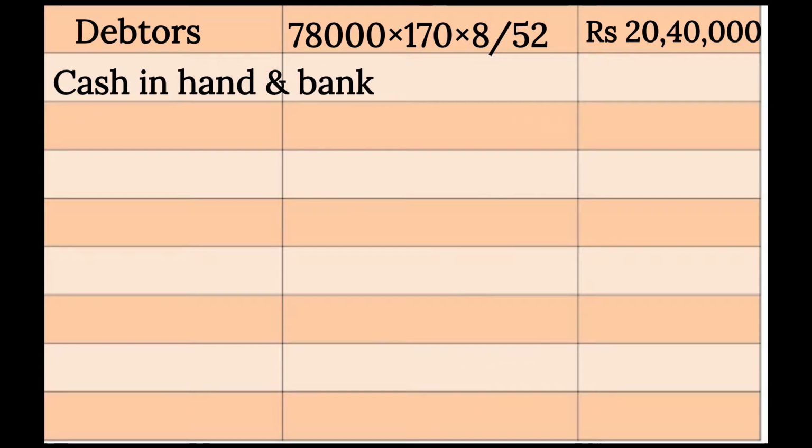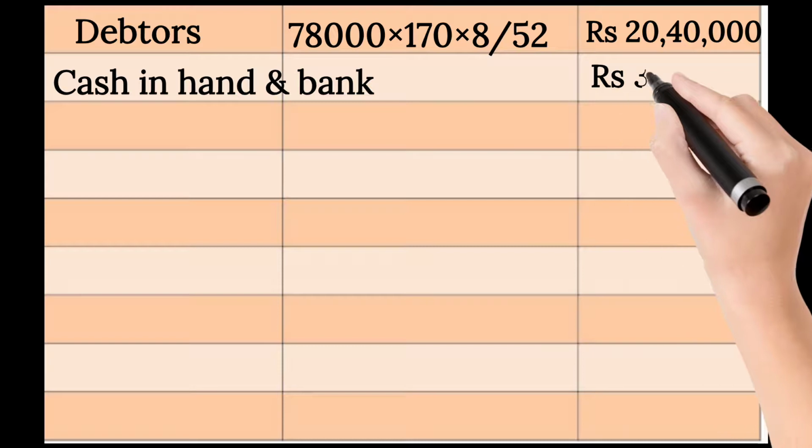Okay, so after debtors, the last current asset that this firm holds is the cash in hand and cash at bank, which amounts to rupees 3,65,000.